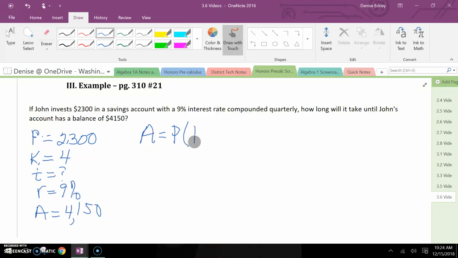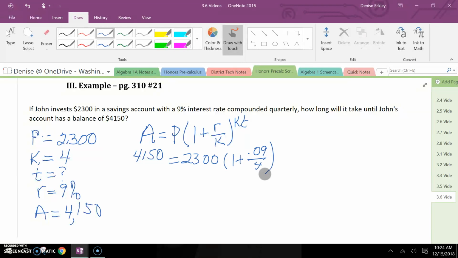So using our equation, P times (1 plus r over k) to the kt, filling in everything that we have, we can solve for t. So $4,150 equals 2,300 times (1 plus 0.09 over 4) raised to the 4t.